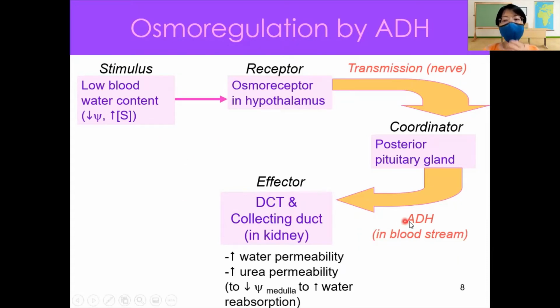So what happens when ADH binds to the receptor of DCT and collecting duct cell? It will cause the wall of the cell to become water permeable, so increase in water permeability and increase in urea permeability. It means the membrane of the cell becomes permeable to water and urea. So we're going to look at this one in detail afterwards.